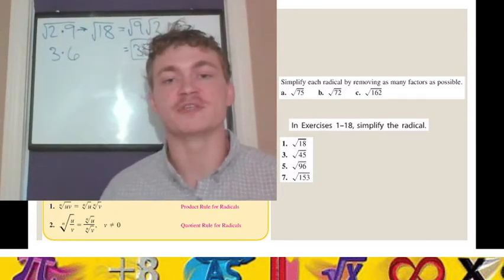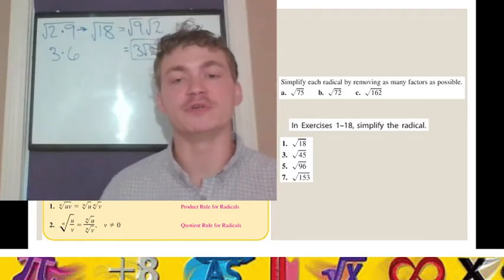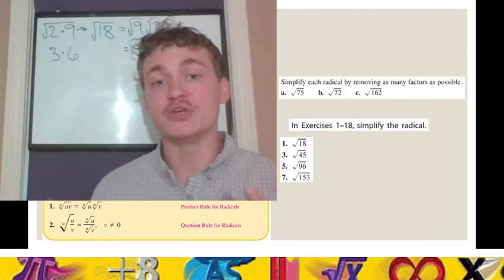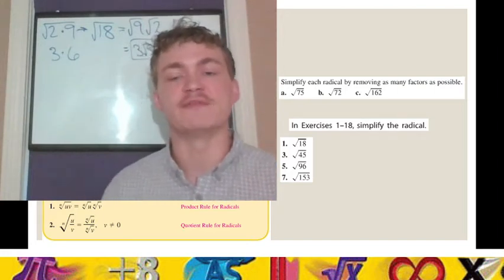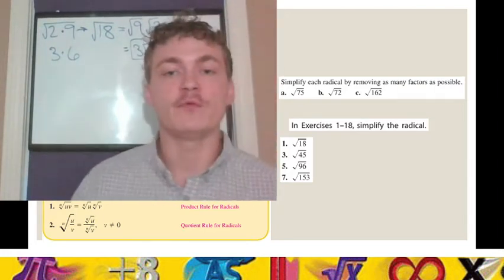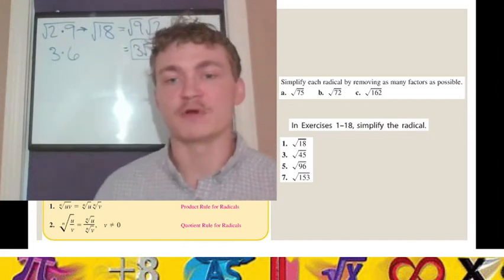Number 3, we have here the square root of 45. 45 is not a perfect square. However, it lives between the numbers 36 and 49, which are perfect squares. Thus, the square root of 45 is somewhere between 6 and 7. Square root of 45, we can simplify down if it contains a perfect square factor.